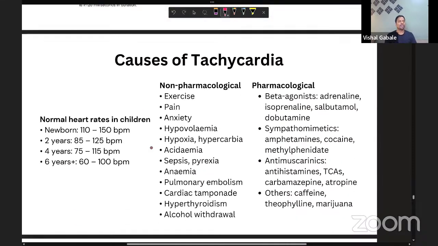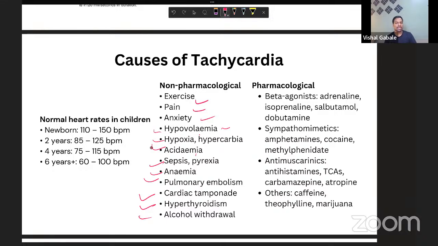Okay. Coming to the causes of tachycardia. We saw the causes of bradycardia, now the causes of tachycardia. In the same way, we have some physiological causes and some pharmacological causes. So exercise, pain, anxiety, right? Hypovolemia, hypoxemia, acidemia, sepsis, anemia, pulmonary embolism, cardiac tamponade, hypothyroidism, hyperthyroidism, alcohol withdrawal. So all these agitating conditions will definitely cause tachycardia.